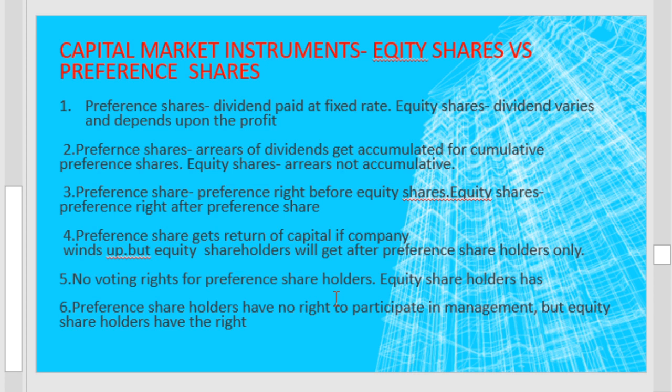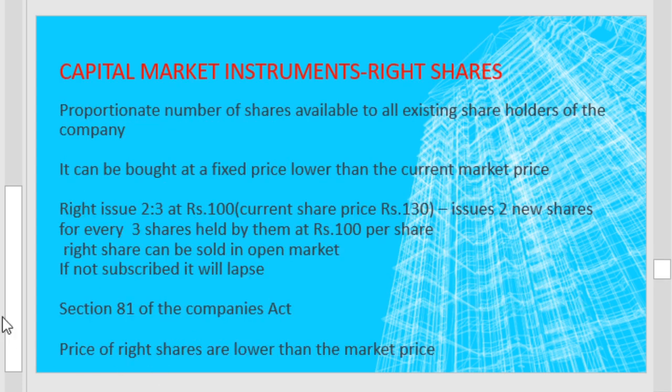The next difference is with respect to voting power. Preference shareholders do not have the voting right, whereas equity shareholders have voting rights. With respect to the right to participate in management, equity shareholders have a right, whereas preference shareholders have no right in the management. These are the major differences between equity shares and preference shares.